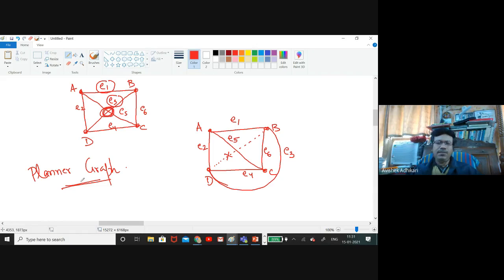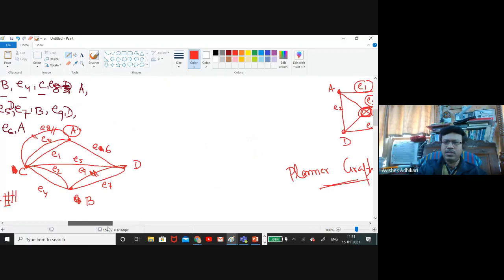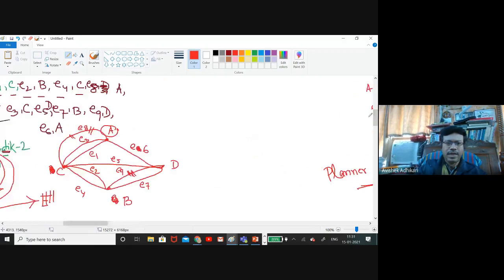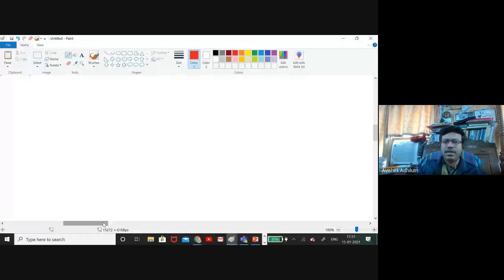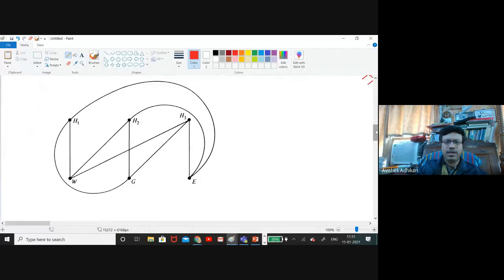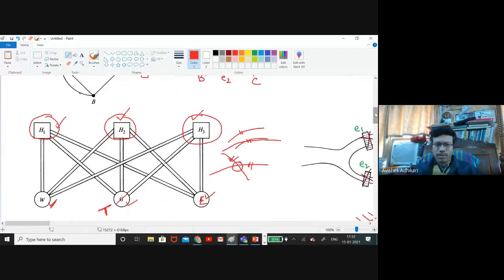Okay, and if it is not at all possible, now the question is: is it really possible to draw all the graphs in a planar form? That means no interaction, no overlapping. Is it really possible to do that? So let us ask this question of this graph. We had the utility problem. Can you please try to resolve this?